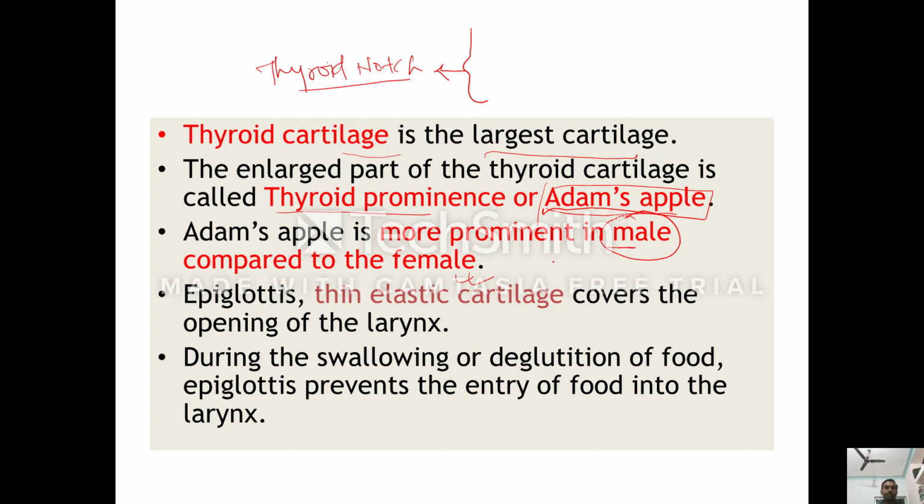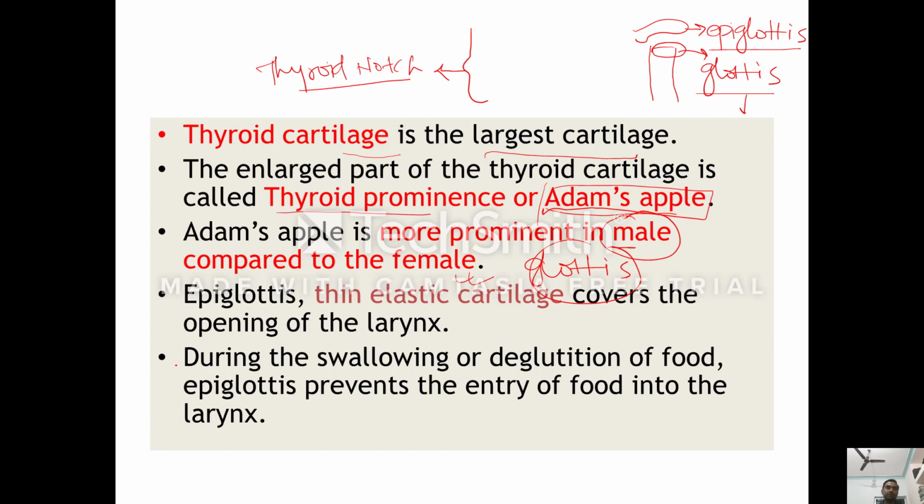The opening of the larynx is called the glottis. Suppose this is the larynx and this is its opening. This opening is known as the glottis, and there is a covering of elastic cartilage over it, and this covering is called the epiglottis.